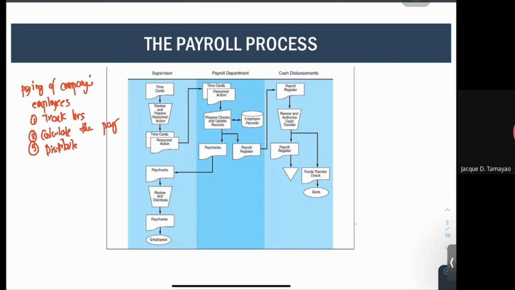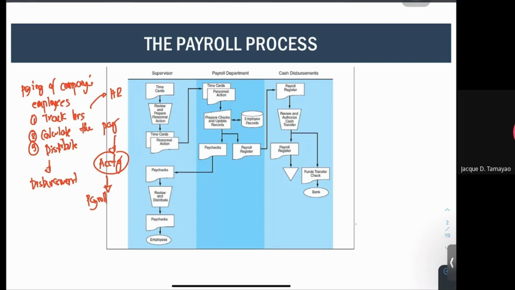The tracking of the hours of your employees is done by your HR department. The calculation of the pay of your employees is done by the accounting department. And the distribution of the pay is done by your disbursement. Normally, under the accounting department, we also have your payroll department. So let's look into the process of your payroll.